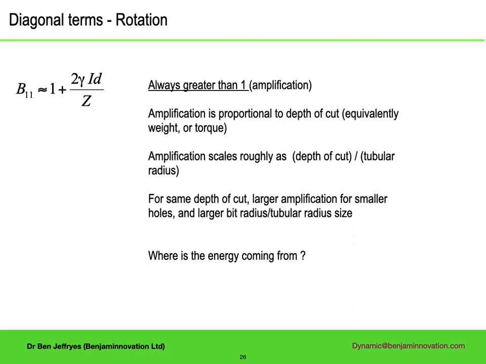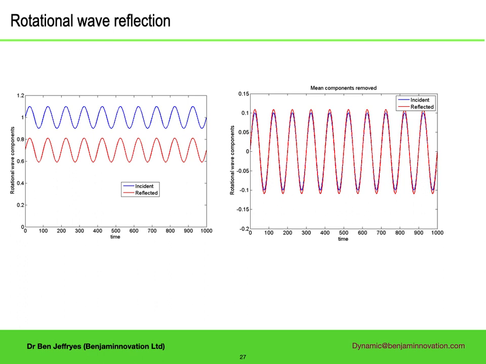But there is a conundrum here. Where is this energy coming from? We saw from the full equations that the reflected wave is smaller than the incident, but this analysis shows amplification. It seems like a contradiction. The answer is actually quite simple. Here is a solution to the full nonlinear equations, with an incident wave of average amplitude 1 and about 10% oscillation. The reflected wave, in red, is clearly smaller.